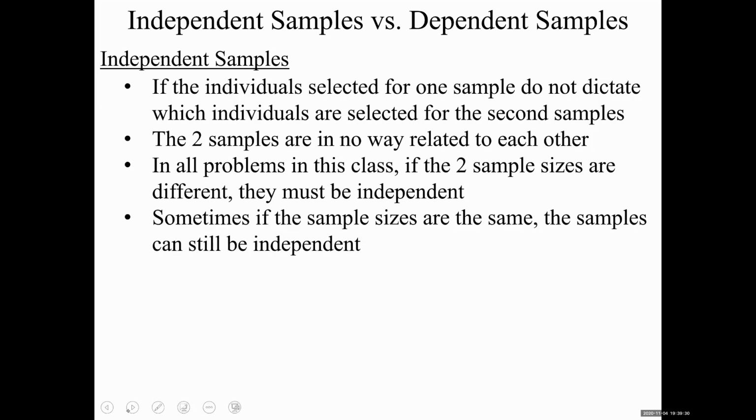But if the sample sizes are the same, then you don't know. They could still be independent, or they could be dependent. So the way you know is you have to read the problem further to see if they're independent or dependent. All right, let's go to the next one.